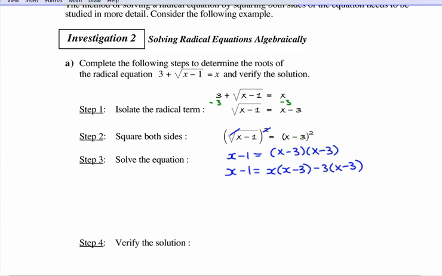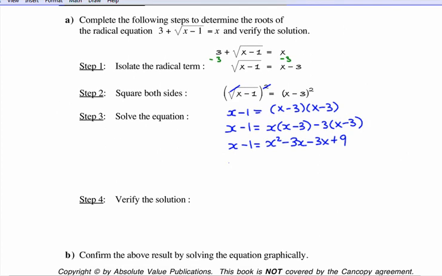Okay, so let's simplify this. x minus 1 equals x times x is x squared. x times negative 3 is minus 3x. The negative 3 times x is negative 3x. And negative 3 times negative 3 is positive 9. Now we need to move everybody to the right side. Let's still simplify this side before we bring everything to one side. So we have x squared. Negative 3x minus 3x is minus 6x plus 9.